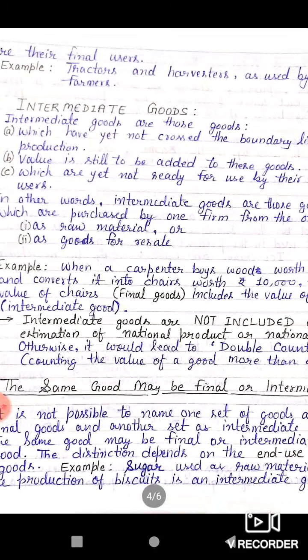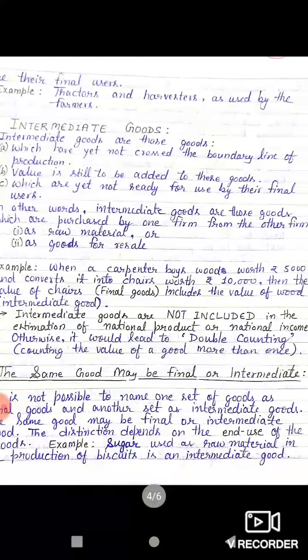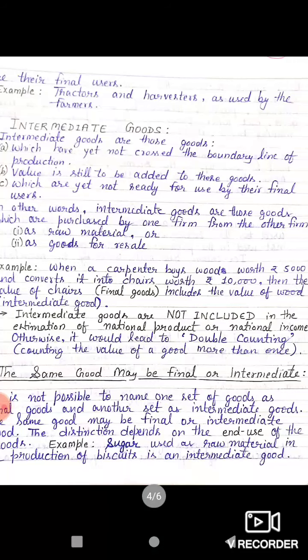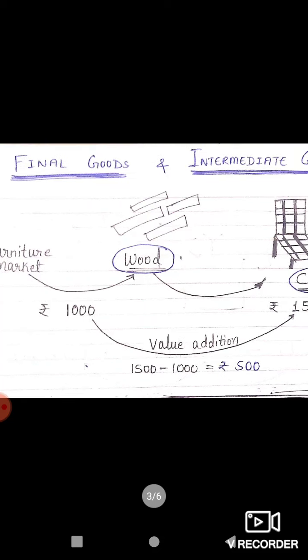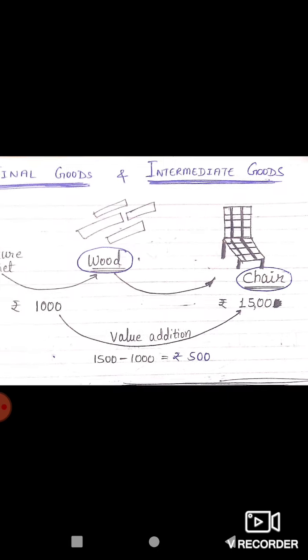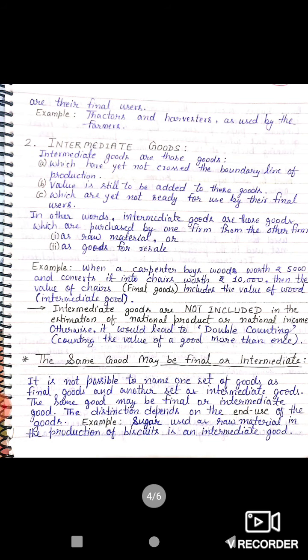Now what they are saying: intermediate goods are not included. Where are they not included? In the calculation, or you can say estimation, of national product. Please pay attention to this. Otherwise it would lead to double counting. As we have seen, suppose we have added rupees 500 here. So 1000 we paid for the wood and 1500 for the chair. We will not add both, because in the 1500 this 1000 is already included. That's why it can cause double counting. So I hope it is clear to you.